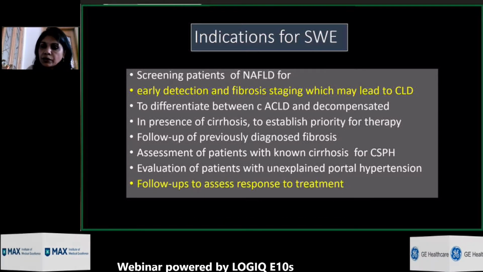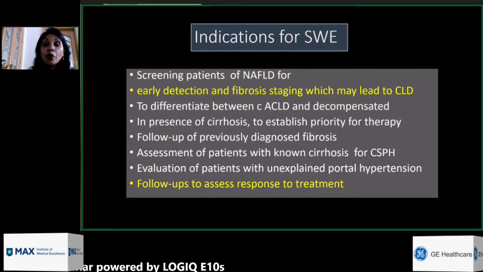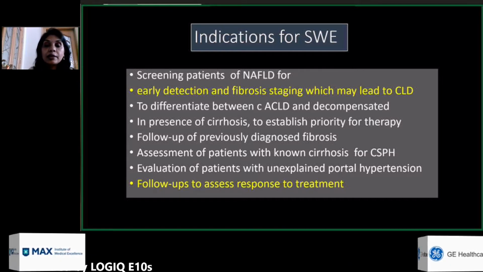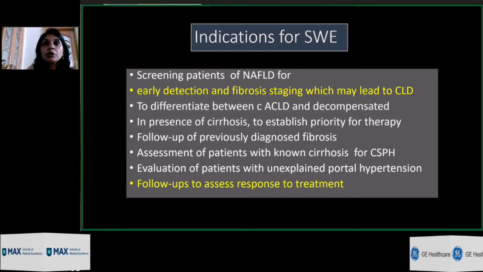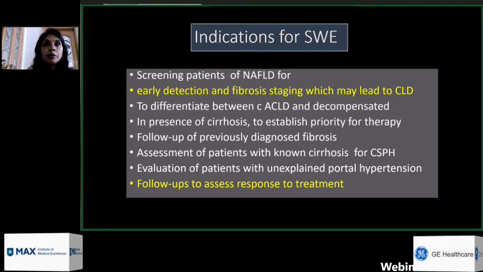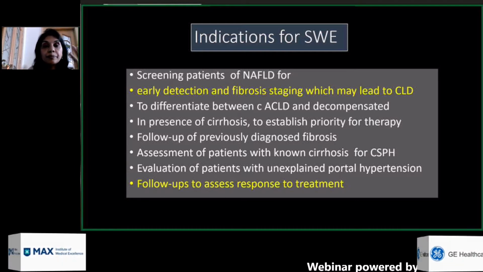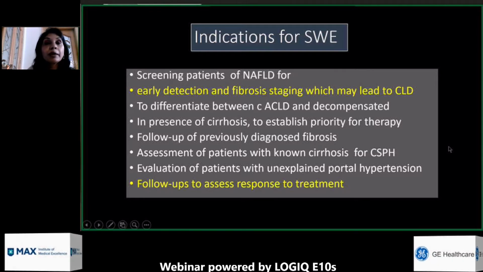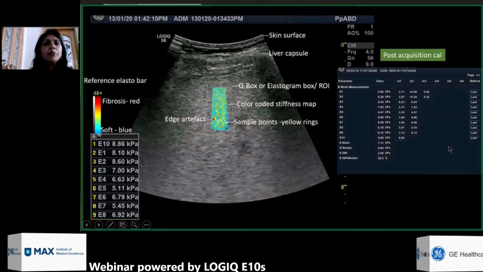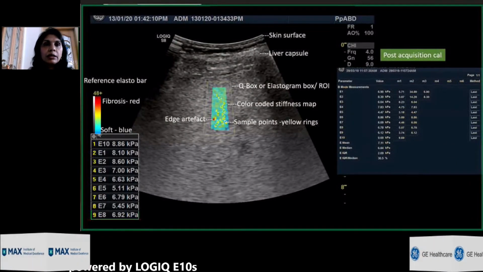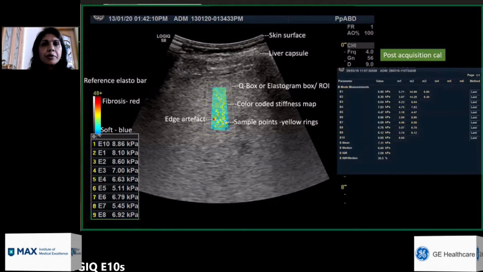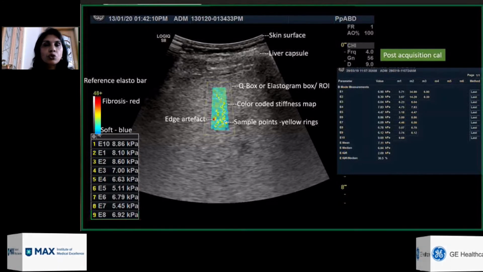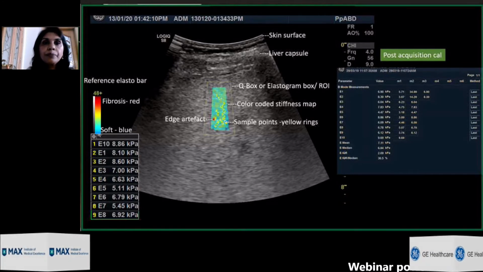And last but not the least, the follow-ups, which are very easy to assess the response to the treatment. That is the entire spectrum of the indications where shear wave elastography can help in the management of chronic liver disease. So before we go on to the technique, I'd like to draw your attention to some important terminologies that we use whilst doing liver elastography.